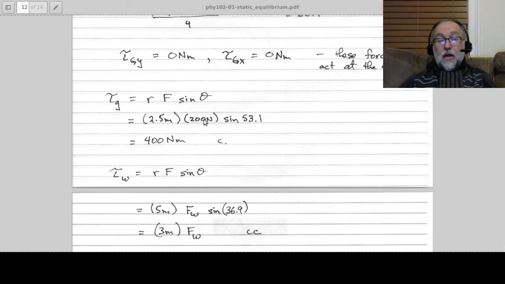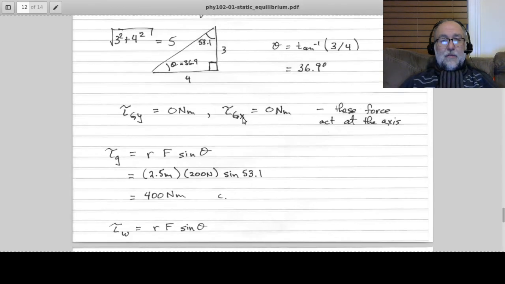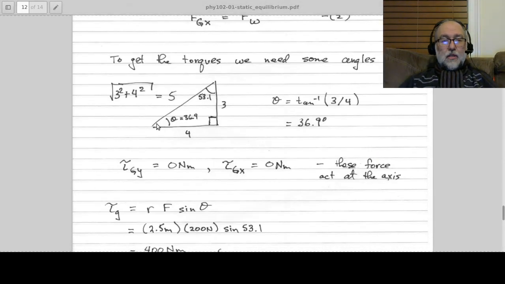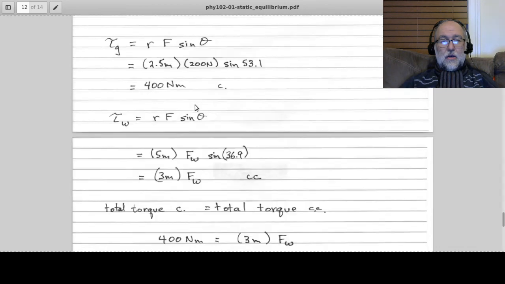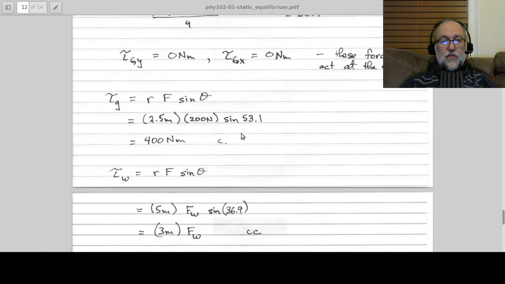What about F? Well, F is 200 newtons, the weight of the bar. Sorry, the weight of the ladder. And what about theta? Well, for theta, that's why we did this. This is like the ladder, and there's the force of gravity going straight down. And so what's that angle between the ladder and gravity down? 53.1. That angle there is 53.1. And 2.5 times 200 multiplied by the sine of 53.1 is 400 Newton meters. That one is going to be clockwise.